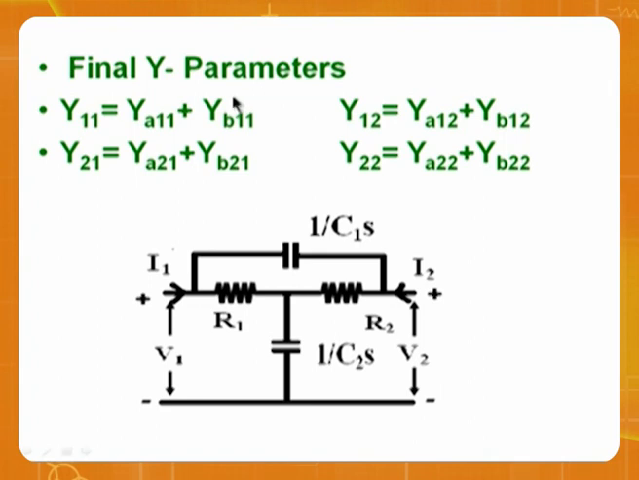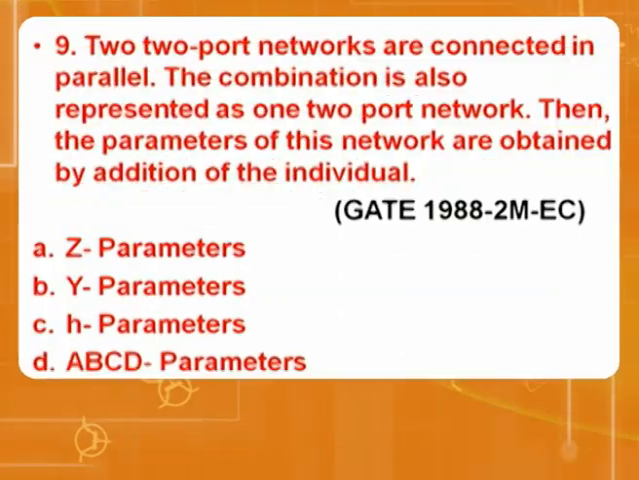Finally, the overall is A plus B: Y11 of A plus Y11 of B, Y12 of A plus Y12 of B, Y21 of A plus Y21 of B. These are the parameters you need to calculate. That is how we use the topology and the parallel combination. Different parallel combinations are presented there.